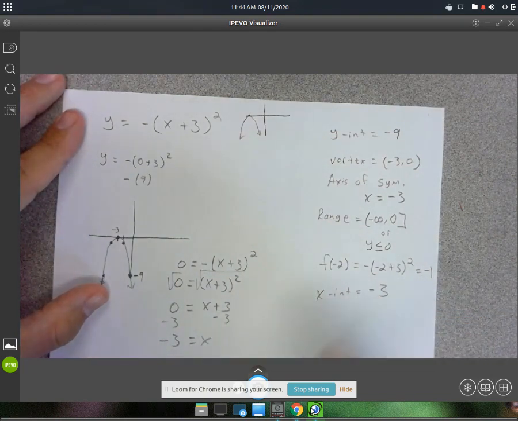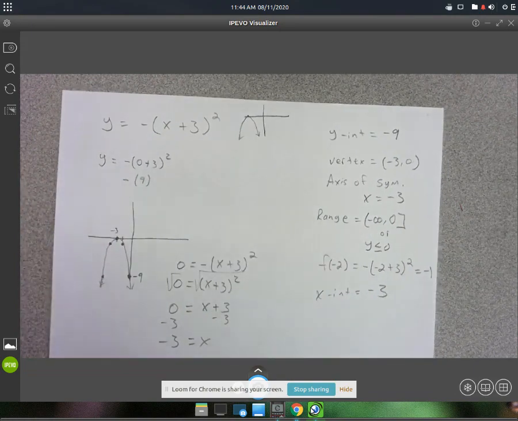All right. And that's kind of what we already thought anyway. That's where the vertex was. All right.